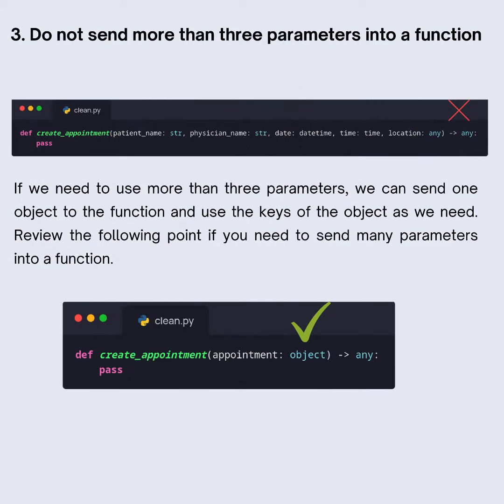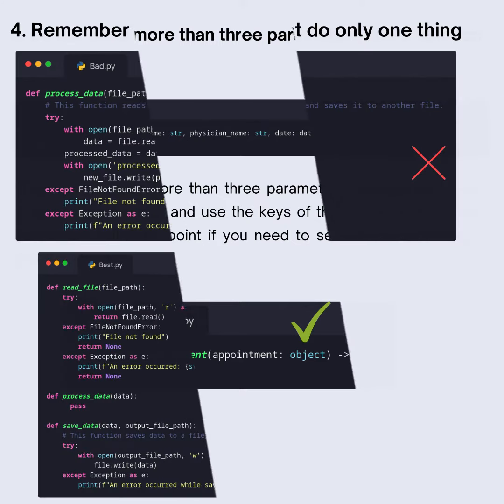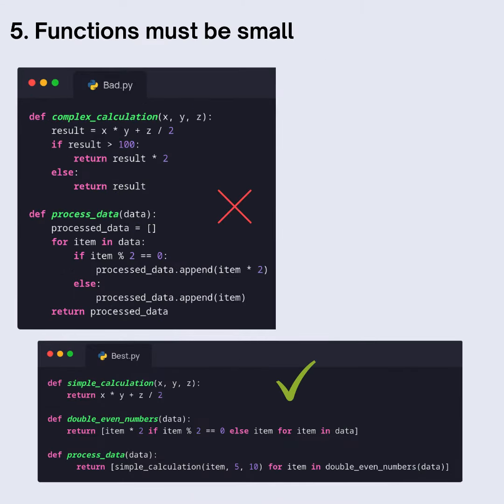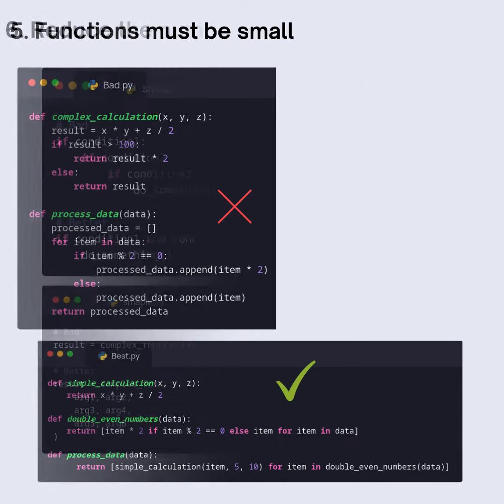Number 3. Do not send more than 3 parameters into a function. Number 4. Remember the functions must do only one thing, this is the example. Number 5. Functions must be small, this is the example.